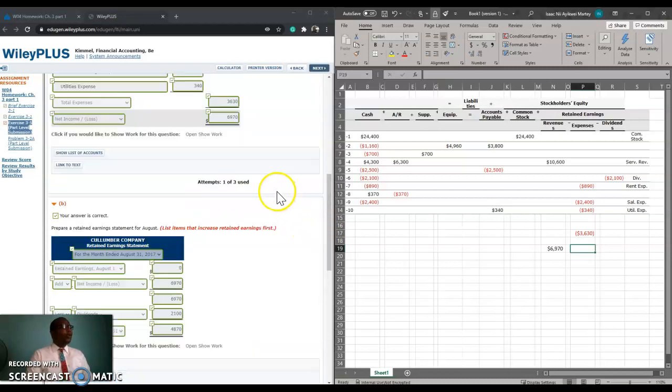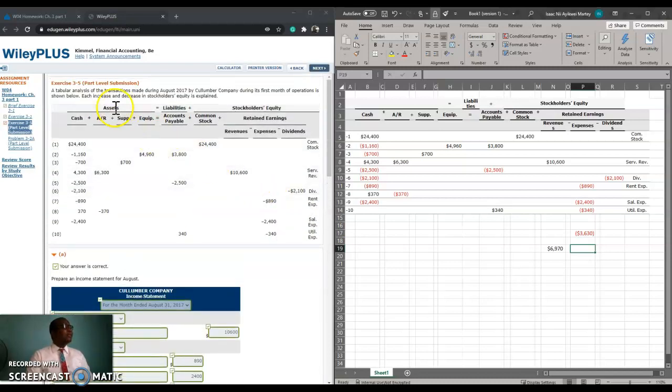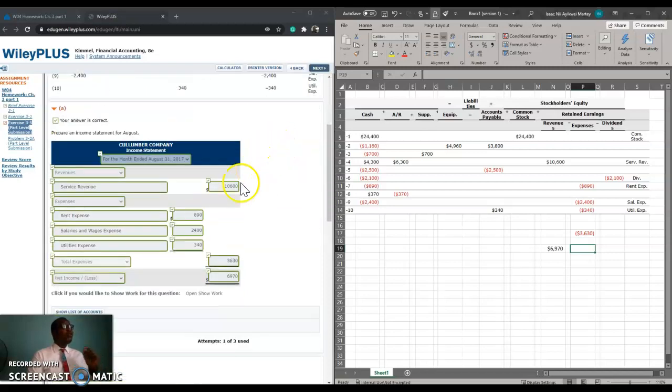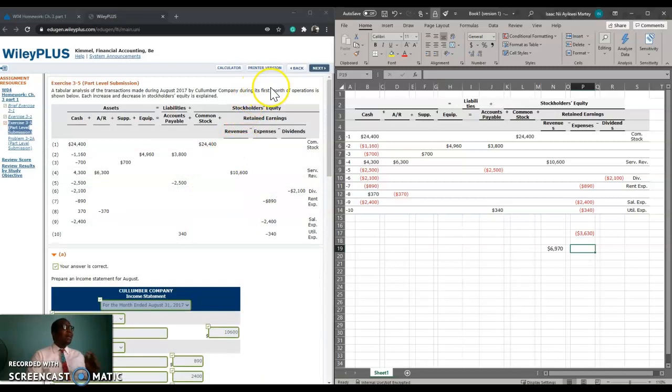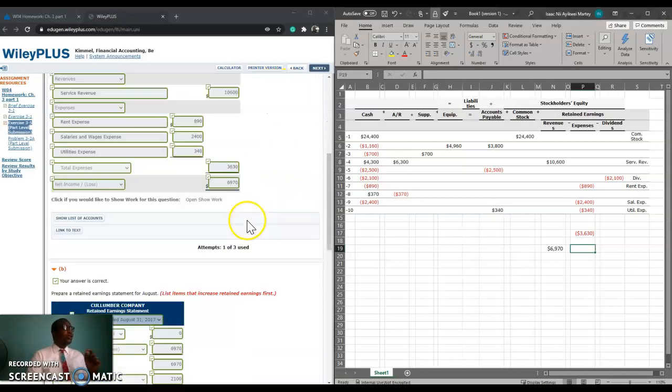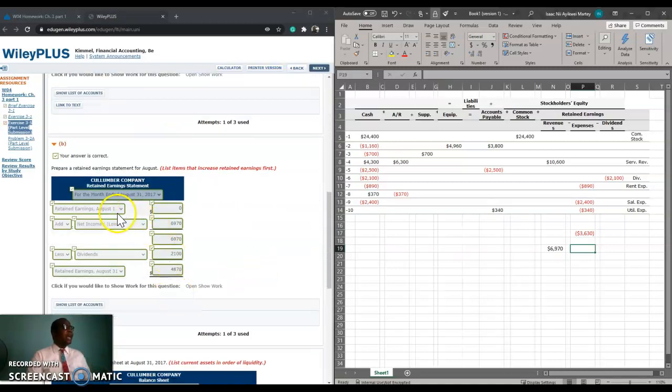And so we go to the question and we realize that Columba Company had just begun operations. So it is their first month. Because it's their first month, they would not have any retained earnings that they will carry over from previous months. So let's take note. It is their first month of operations, and so there won't be any retained earnings at the beginning of the month, which is the 1st August, and so that will be 0.